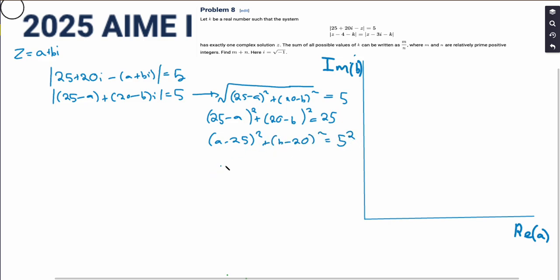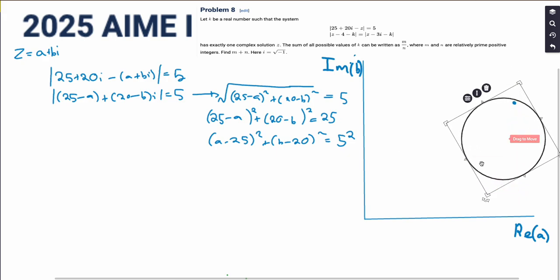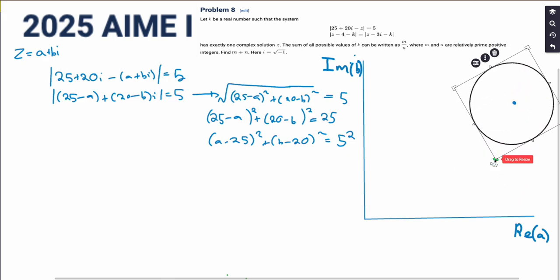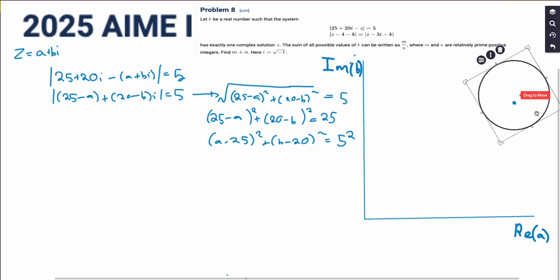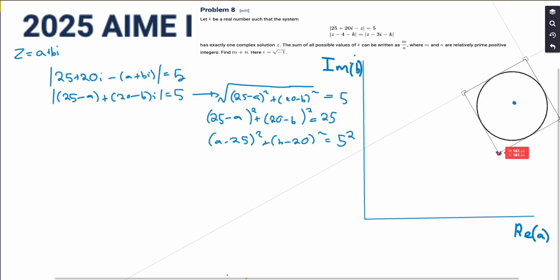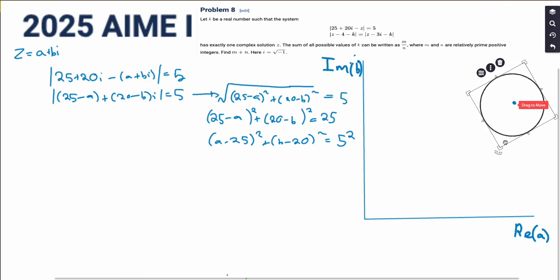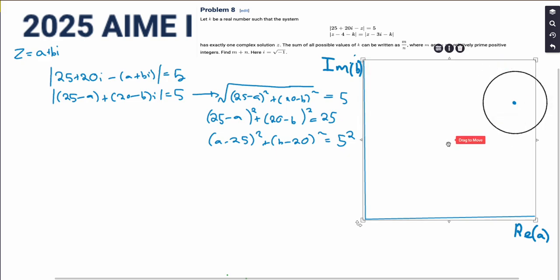And this looks like a circle that has a center at 25, comma 20. So I would assume maybe right there is where we can say this circle has its center. And it has a radius of 5. So this would seem accurate. Yep. Okay.